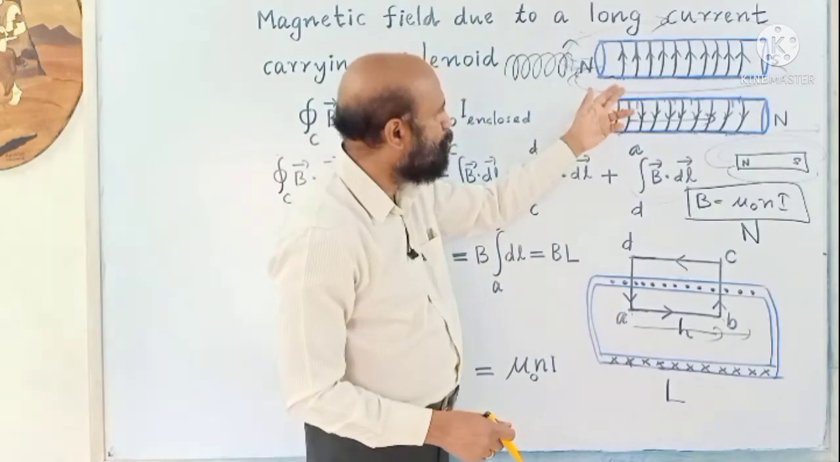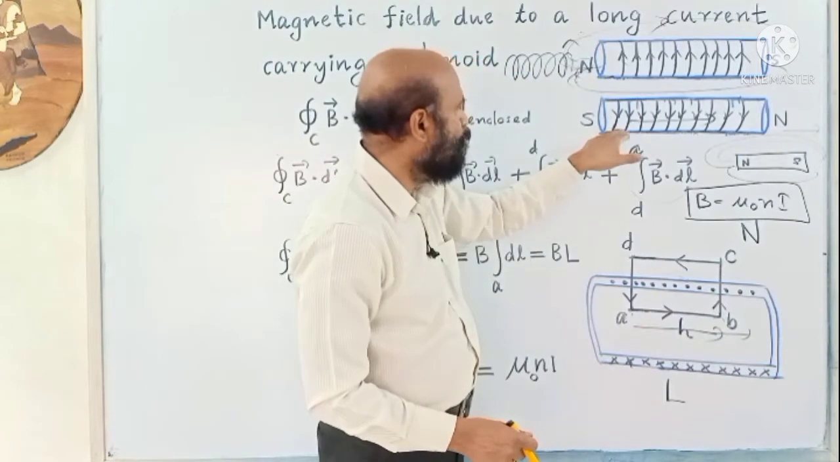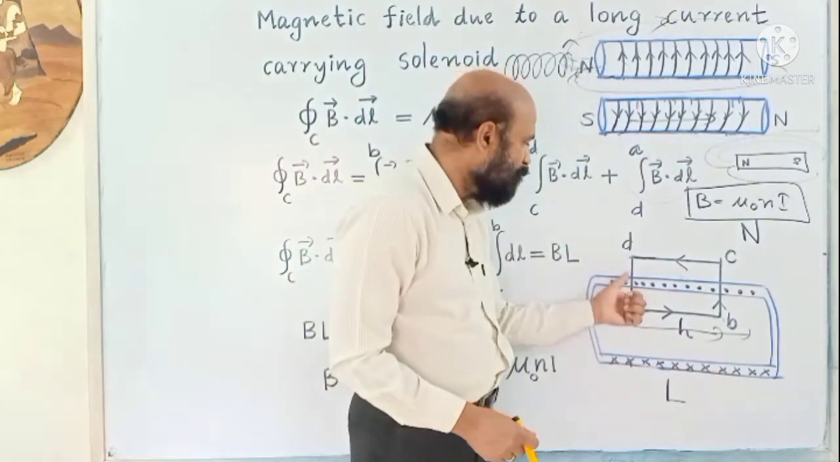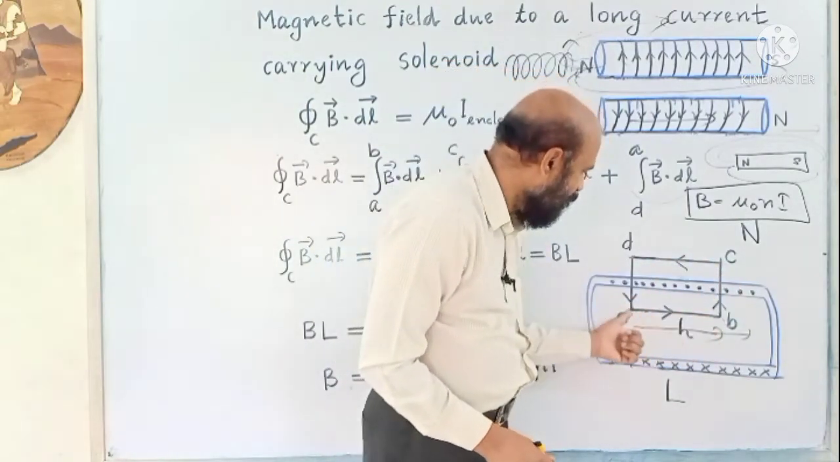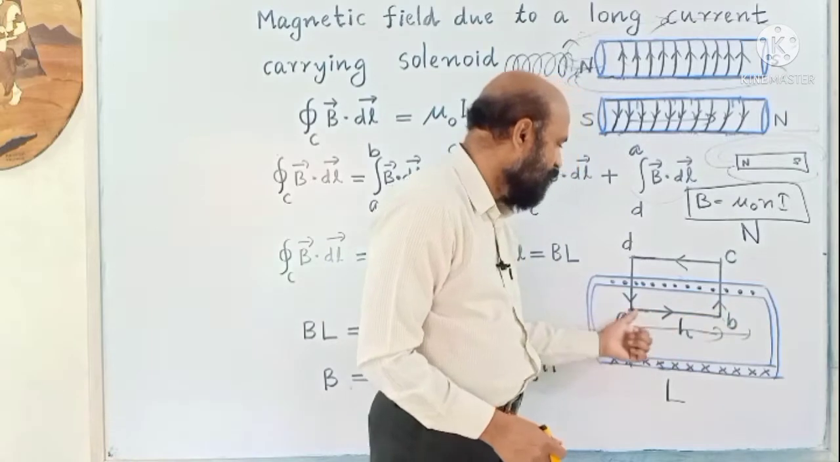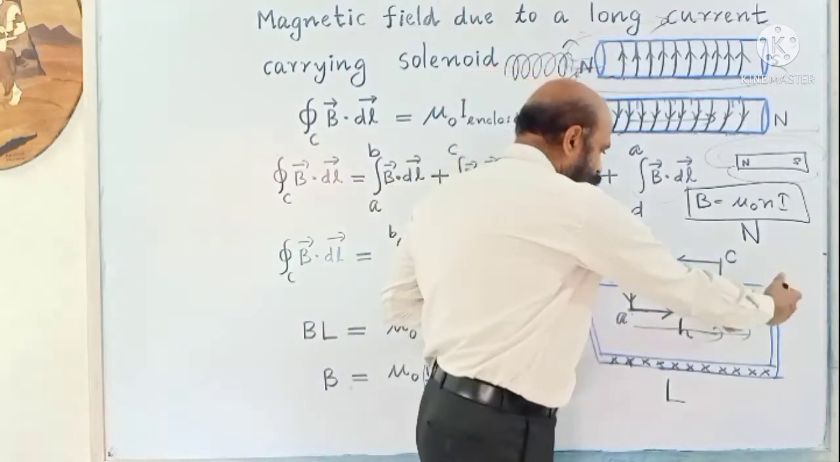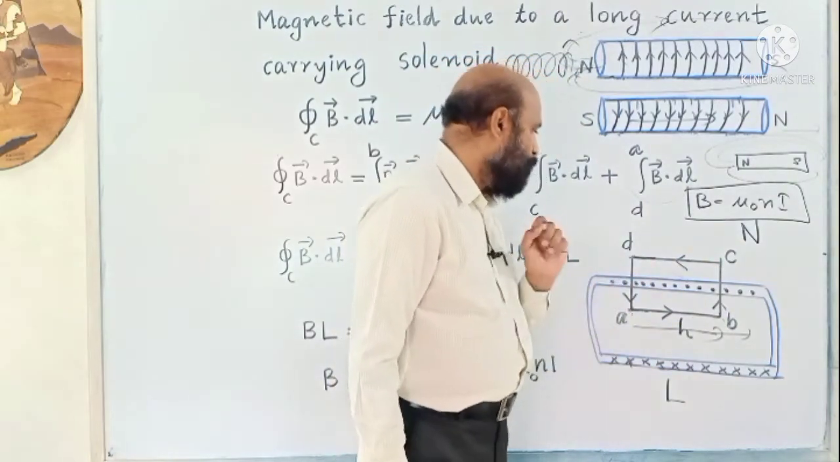Here current is coming out, so that is shown by these dots. Here current is going into the board, that can be shown by this cross. Then here you consider an Amperian loop of length h. So that is arbitrary. We can take smaller or larger, or if you want, you can take this full. So now here there is a closed loop.